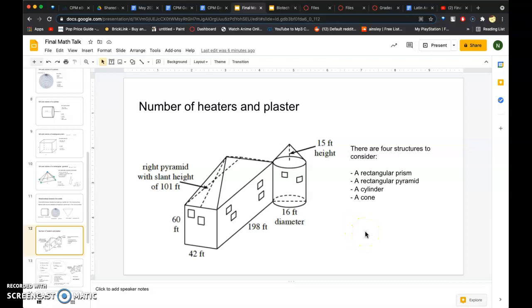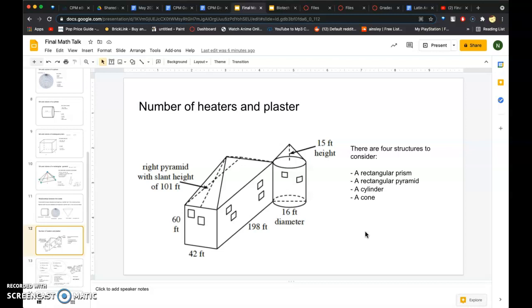Hello, so welcome to the second part of my math talk. We're going to be going over the castle problem. In this problem, we're tasked with finding the number of heaters we need and the amount of plaster we need to plaster the walls to make this castle very warm and cozy.